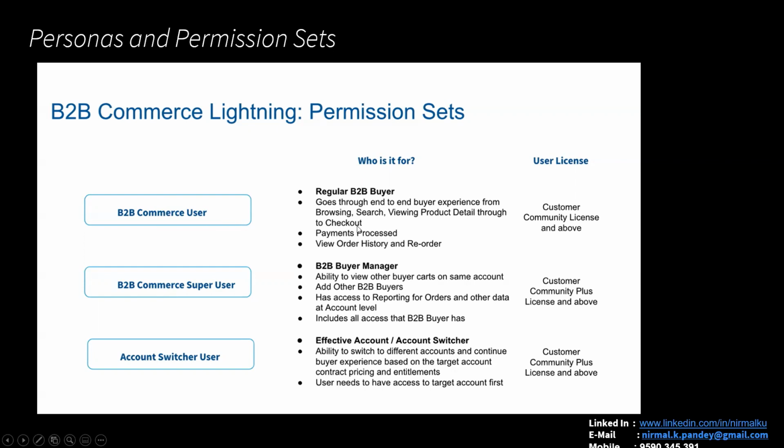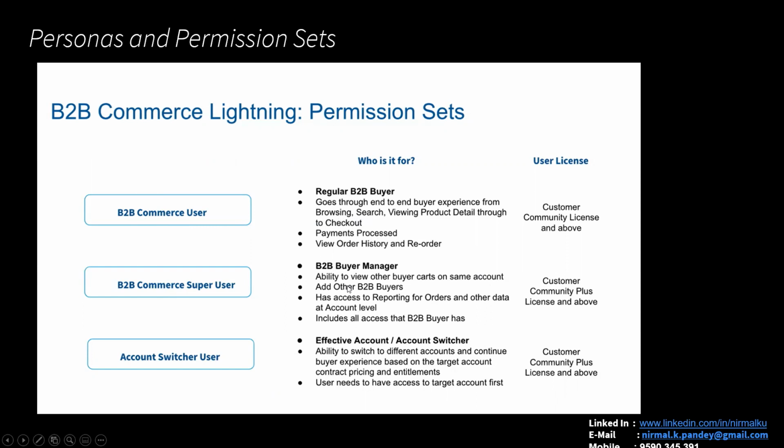So there are three licenses that we have. One is called the regular buyer user. Whoever wants to go to the particular site, browse it, search the product details, do the checkout, all those things, you can do that with these regular buyer users, right? So you need to have this B2B commerce user permission assigned to it.